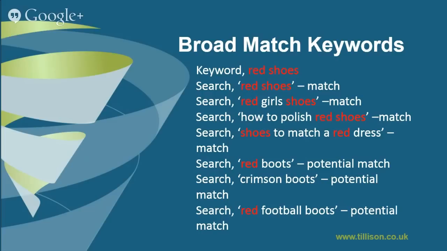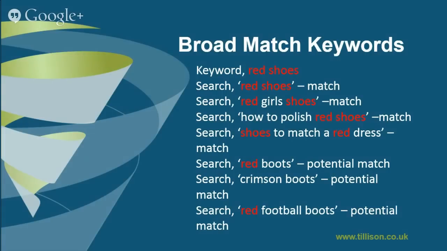So effectively, what we're saying there is the word red and the word shoes, or crimson, or shoe, or boot, or whatever. They generally have to be in the search query, but they don't have to be in that order. And it doesn't specifically have to be red. It could be crimson or claret. Instead of shoes, it could be boots, and they could be in a different order. Anything loosely relevant to red and shoes.